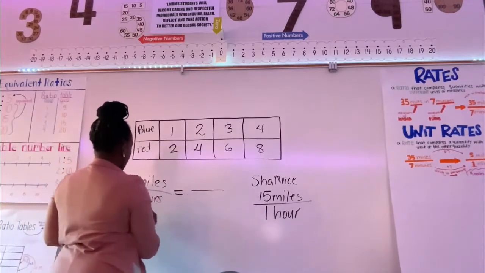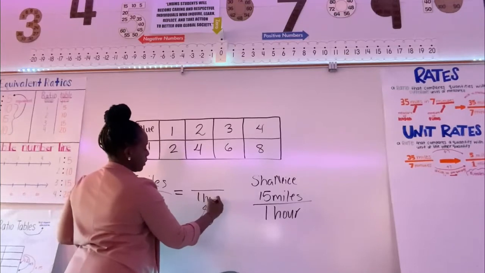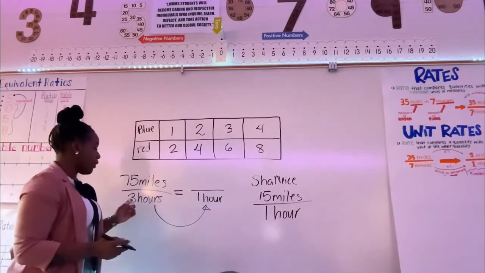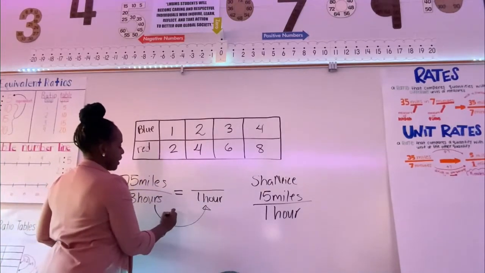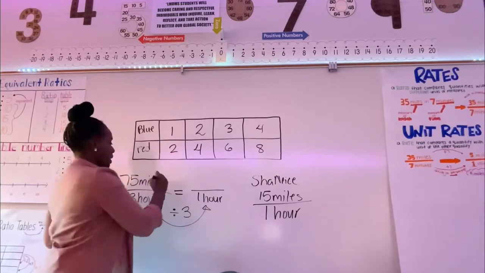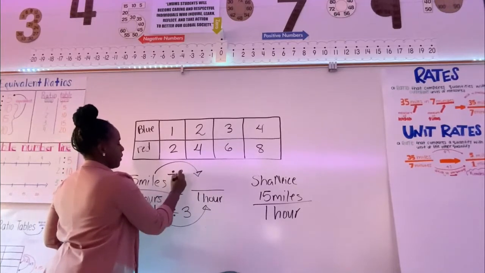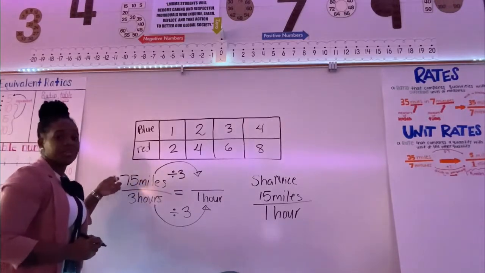So we're going from 3 hours to 1 hour. Remember, the only operation that you would be using to go from a larger number to a smaller number is division. So we're going to divide both by 3. So if I divide the denominator by 3, then I must do the same thing to my numerator. I'm going to divide by 3. So we say, well, how many times will 3 go into 75?